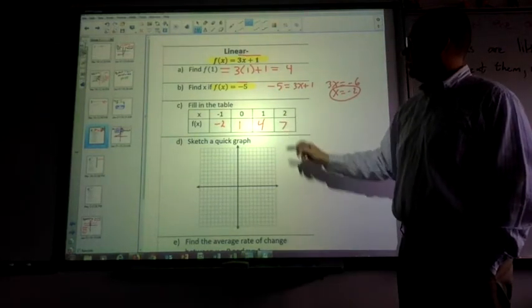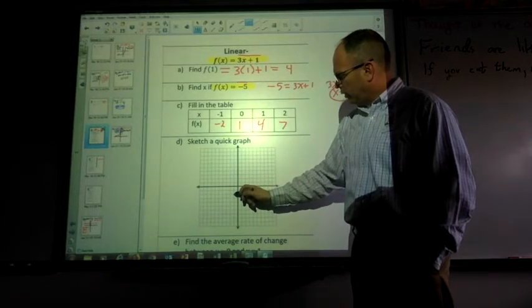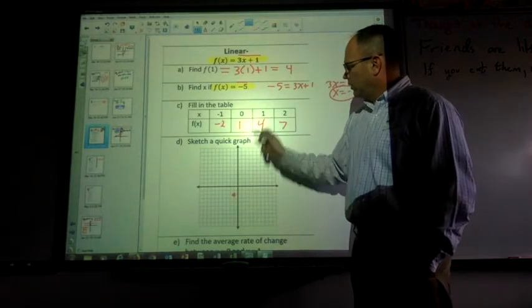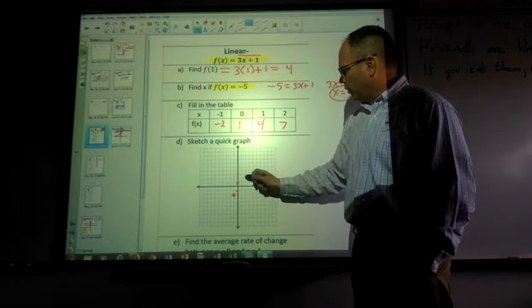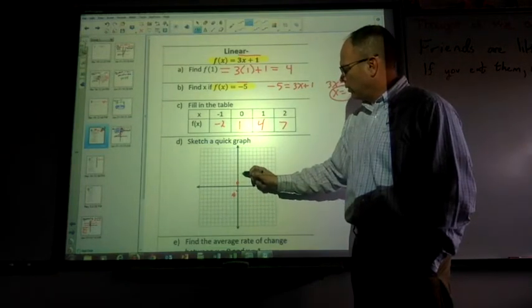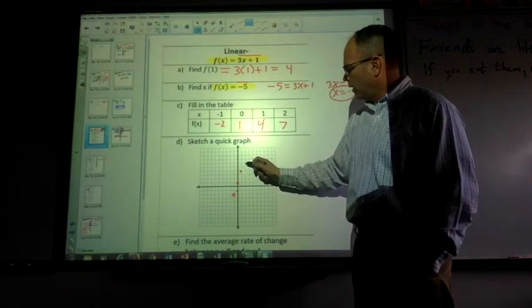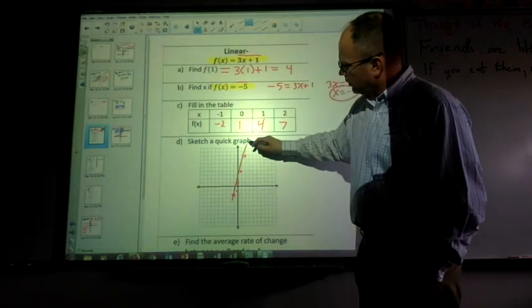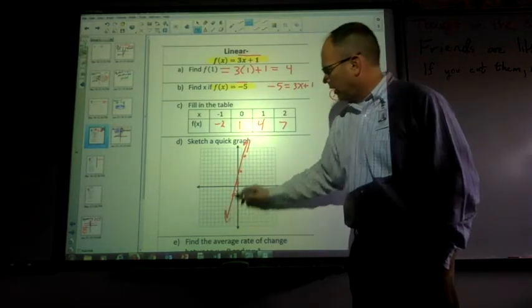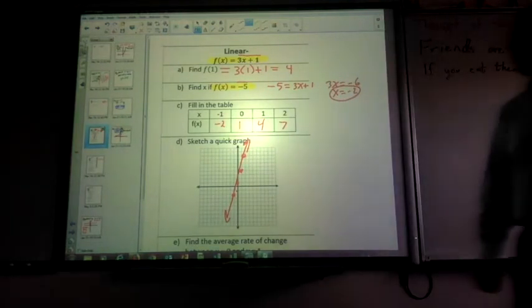Plus 1 is 7. So if I graph this, I'm going to get, let's see, negative 1, negative 2. 0, 1, 0, positive 1 is up here. 1, 4 is up here. 2, 7 is up here. So these 4 points are all on the same line if I drew a straight line appropriately. Right? Agree?